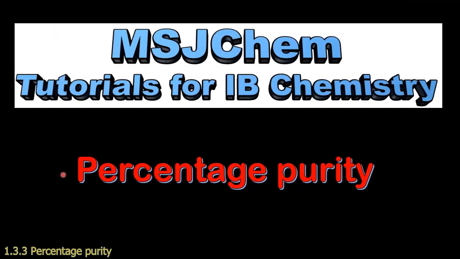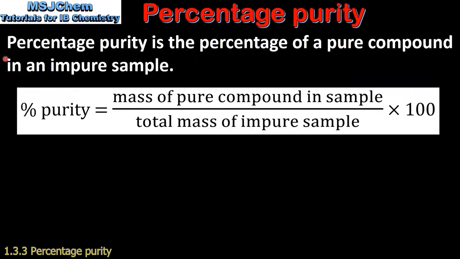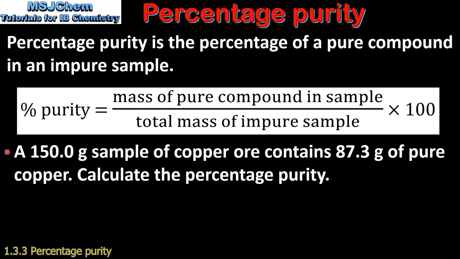This is MSJ Chem. In this video, I'll be looking at calculating percentage purity. Percentage purity is the percentage of a pure compound in an impure sample. Here we have the equation for calculating percentage purity. So it's the mass of the pure compound in the sample divided by the total mass of the impure sample multiplied by 100. So next we look at a simple example.